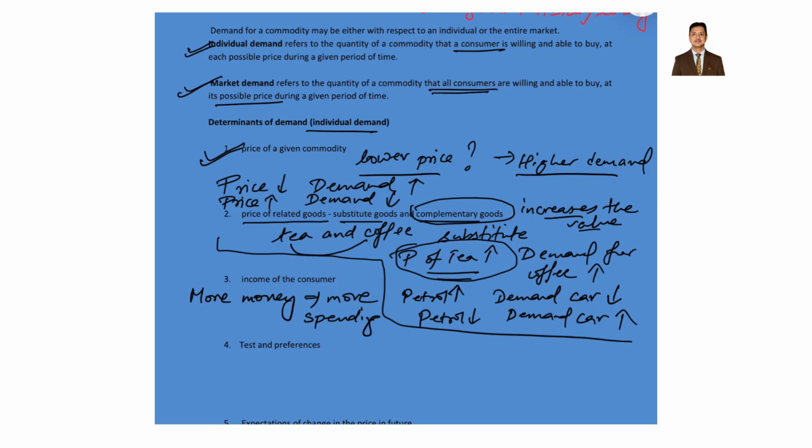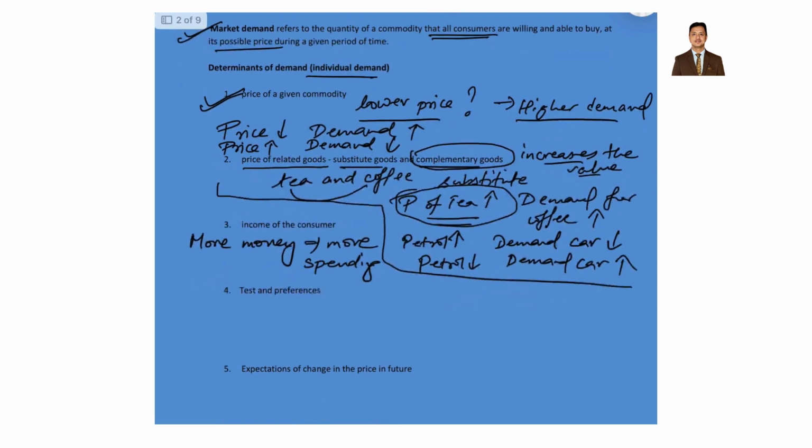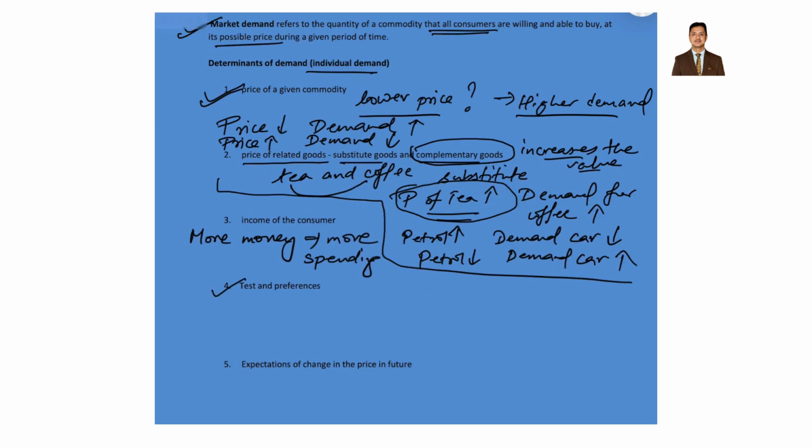Okay, then comes taste and preferences. The spelling, it is supposed to be taste and preferences. Taste and preferences refers to the likes, dislikes and trends that influence what consumers choose to buy. For example, now before I go into the example, let me tell you, these are subjective.